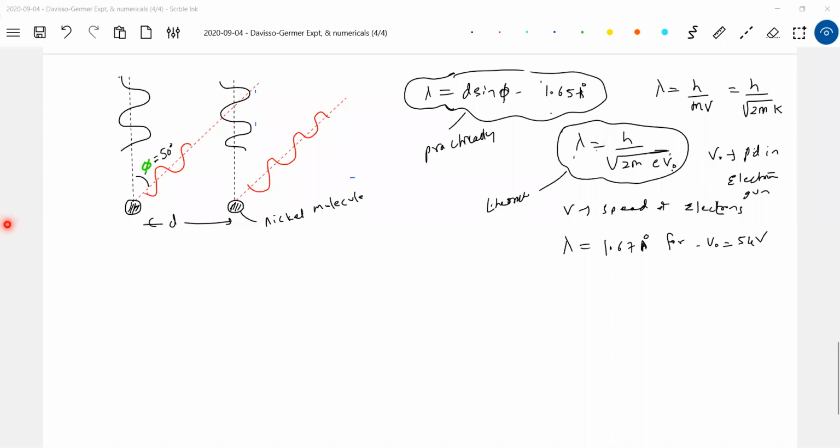So this was the Davisson-Germer experiment. Now the latest we have is in IDSC itself. That will be easier. You can send a proton beam or an electron beam, and you can see the deflection.